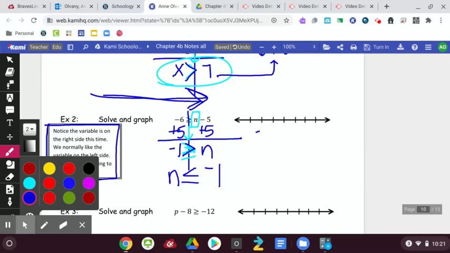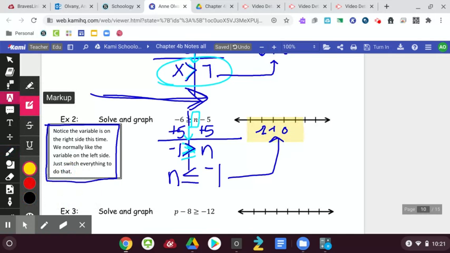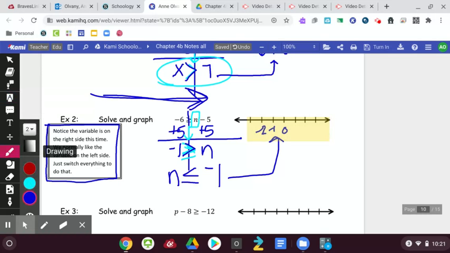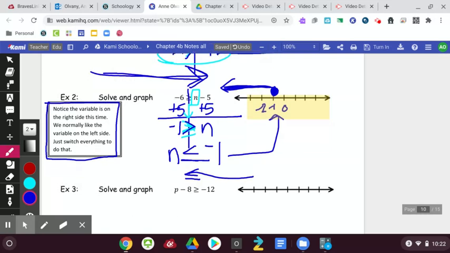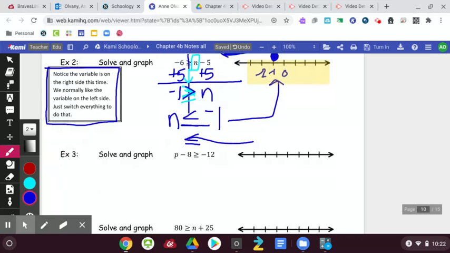This is going to be -2, -1, 0. I always put this number in the middle. Notice because they're negatives, I'm counting, it looks sort of backwards. Okay. And anything less than n, a -1. So remember, if this thing were an arrow, it would be pointing this way. So I'm going to shade this way. And I'm going to need a closed circle at -1 because of this extra line right here. Notice the algebra is exactly the same.